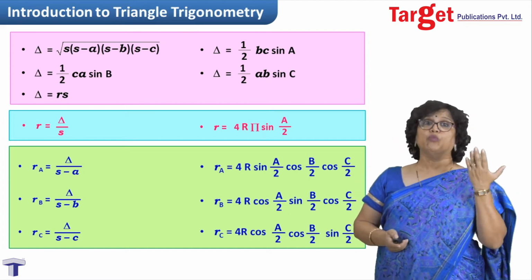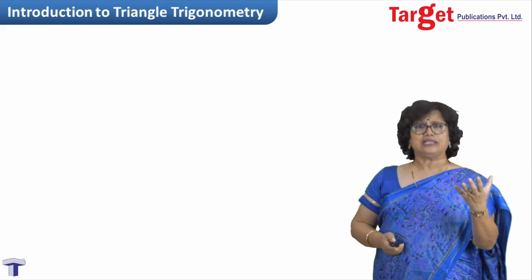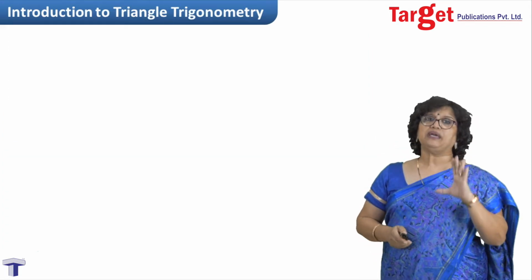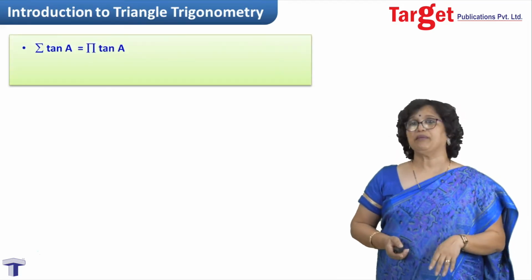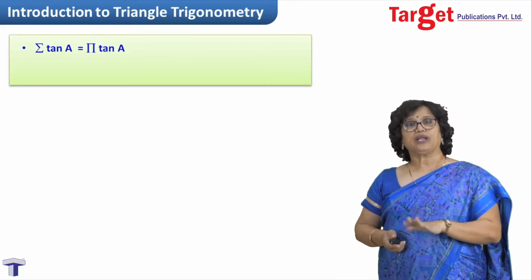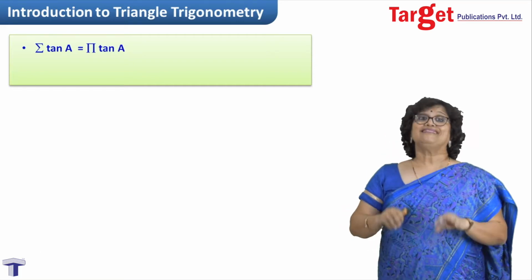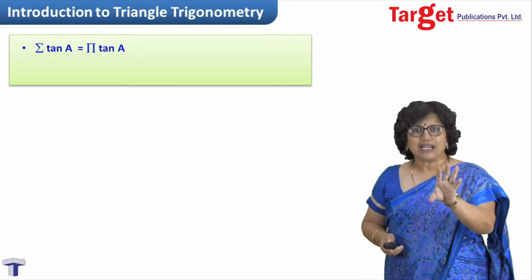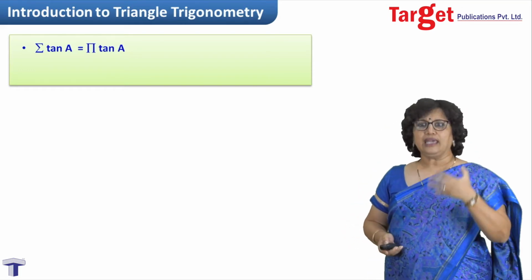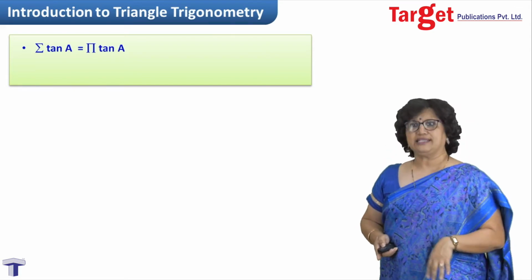Now, there could be something more also. Again, I will not be getting into derivation part, but I can give you a list of formulae which you can keep in your collection, and as and when required, you should be able to use them. Sigma tan A equal to product tan A. This is an extremely important result from triangle trigonometry point of view. Now, notation sigma tan A stands for what? Tan A plus tan B plus tan C. Product tan A stands for tan A, tan B, tan C.